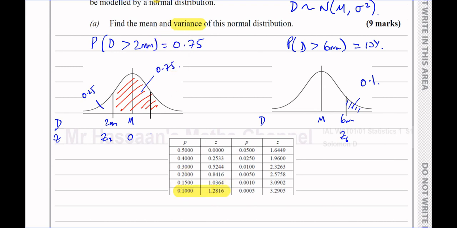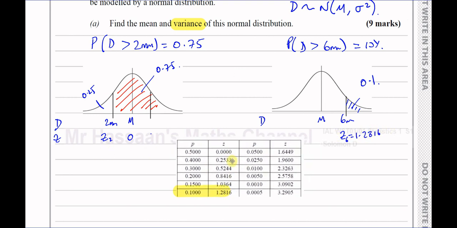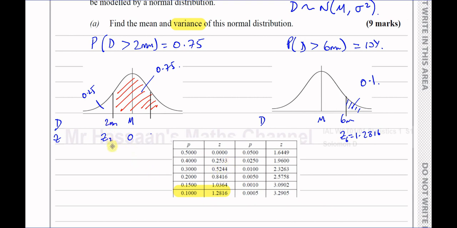And the Z value there is 1.2816. So this is 1.2816. All right, so now we've got that value. And now I'm going to come back to this one and try to look at the other table to try and figure out what this Z value is.